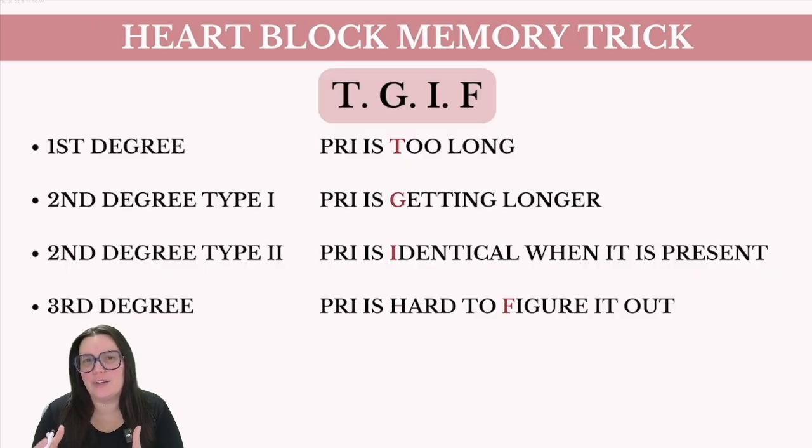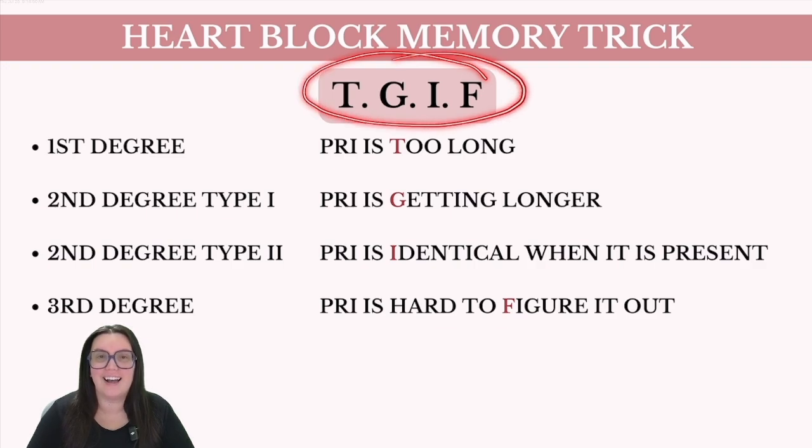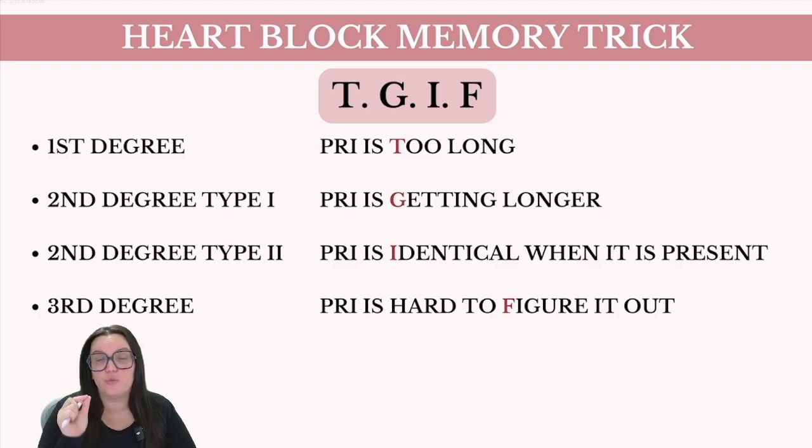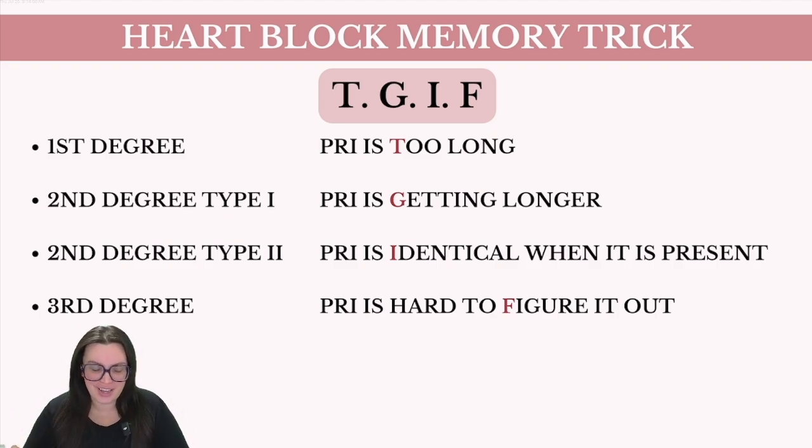So what's an easy way to remember all of these different kinds of heart blocks? Well, we have the mnemonic TGIF. So let's break each one of these down. The big key when it comes to heart blocks is we're looking at issues with the PR interval. So with the first degree heart block, our T stands for too long, meaning that the PRI is going to be too long. It's going to be outside of our normal values.